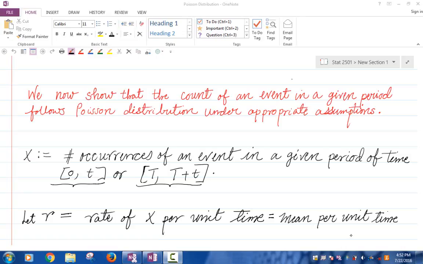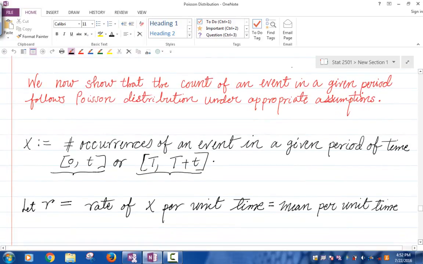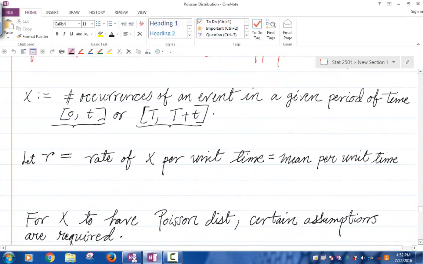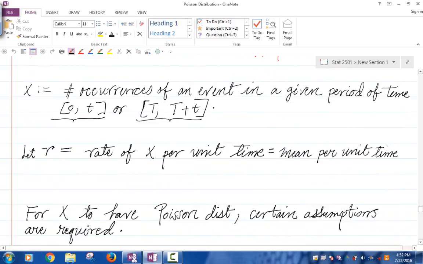We will be looking at the count of an event in a given period of time, and what we will find is that under certain assumptions the count follows a Poisson distribution. To get started, let's define X to be the count of an event in a given period of time, let's say from 0 to small t, or from cap T to cap T plus small t.